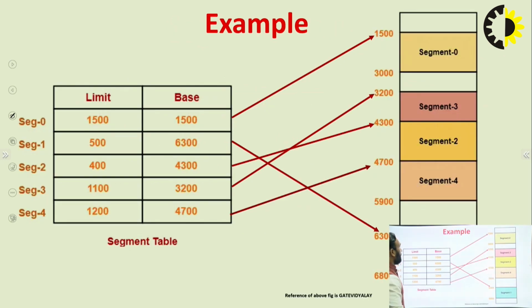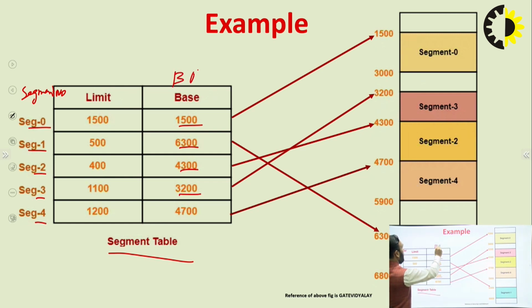Here we see an example. For example, what will the segment table consist of? With this example, everything will be clear. As we see here, we have a segment number, for example segment 0, segment 1, segment 2, segment 3 and segment 4. Here, these are the base addresses, represented as BA. What is the base address of segment 0? That is 1500.